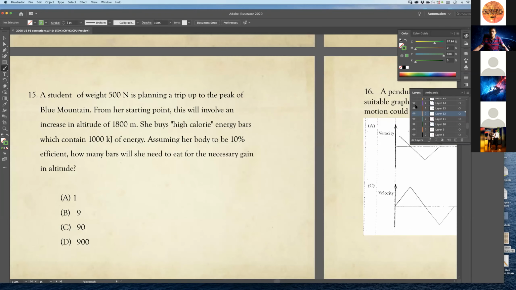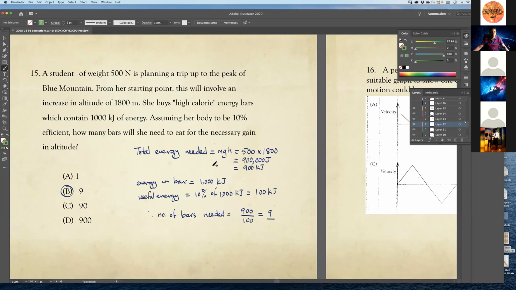Again, this Blue Mountain question, we did it in 2009. I'll just do it again in a different way. So this person has to climb 1800 meters. So the total potential energy needed will be mgh, which works out to be 900 kilojoules. That's not a problem, you can run the math.